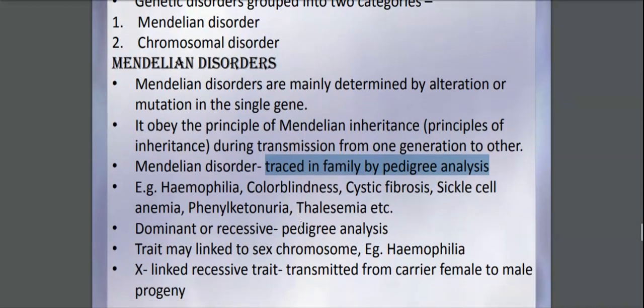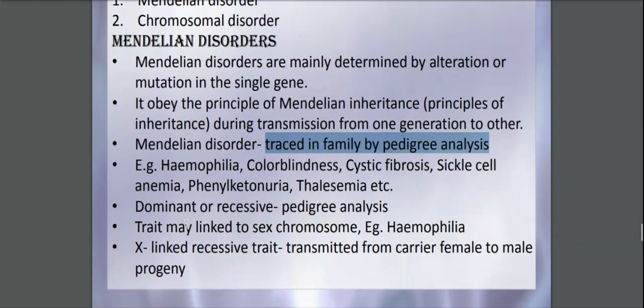Examples given in your book are hemophilia, which we are going to study in detail, color blindness, also we're going to study, sickle cell anemia, we're going to study, cystic fibrosis, as just mentioned, phenylketonuria, thalassemia. These two also we're going to study in the upcoming tutorials. Okay, another thing to remember is that Mendelian disorders could be because of dominant or recessive genes, and this can be traced in pedigree studies.